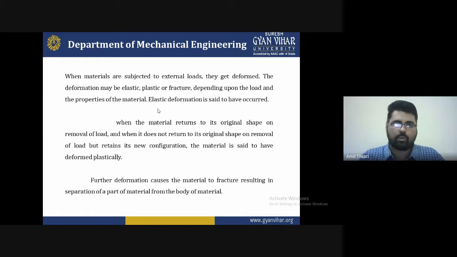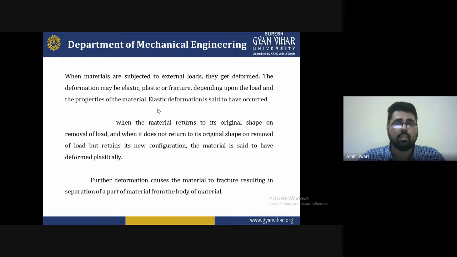When you apply the load on this particular material and, after removing the load, the material regains its shape, it means it is in the elastic zone. And if after applying the load and removing it, the material is not recovered to the original position, that means it has gone to plastic deformation and a new configuration is obtained. So the material is permanently deformed plastically. It will not regain its shape again, because every material has a limit: every material has an elastic limit, a plastic limit, and some ultimate tensile strength.